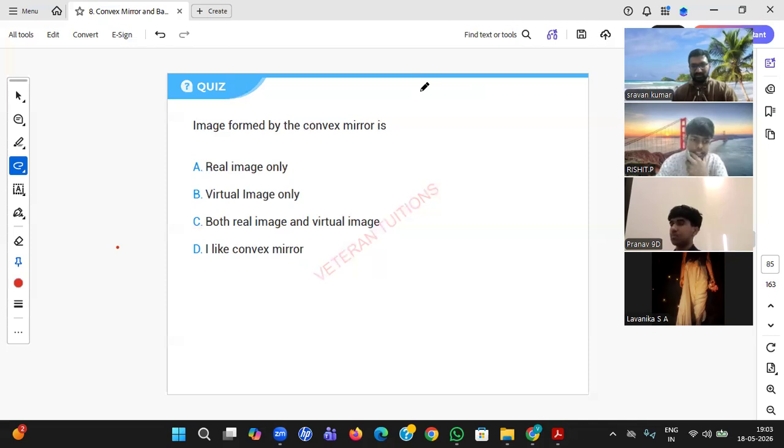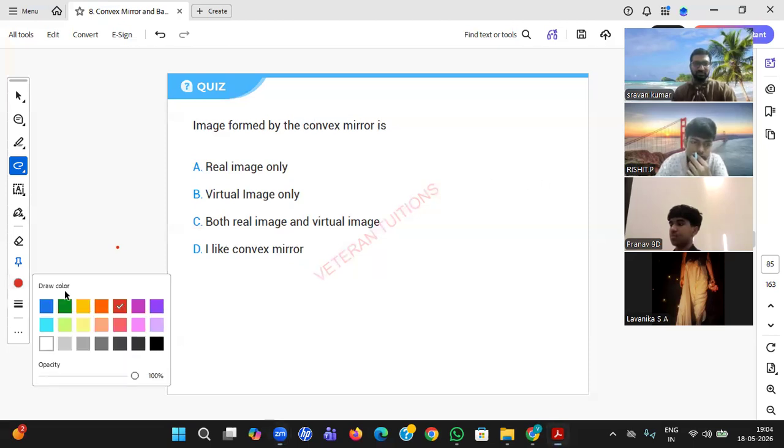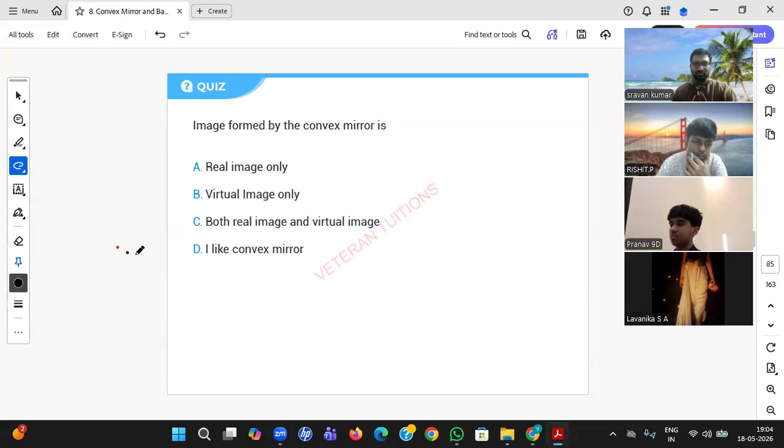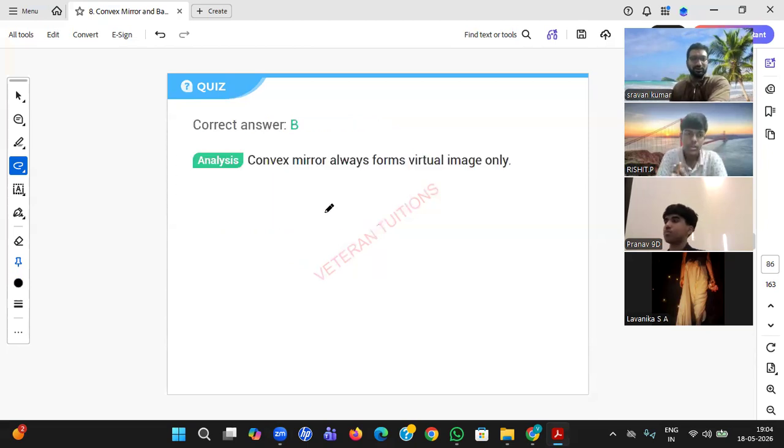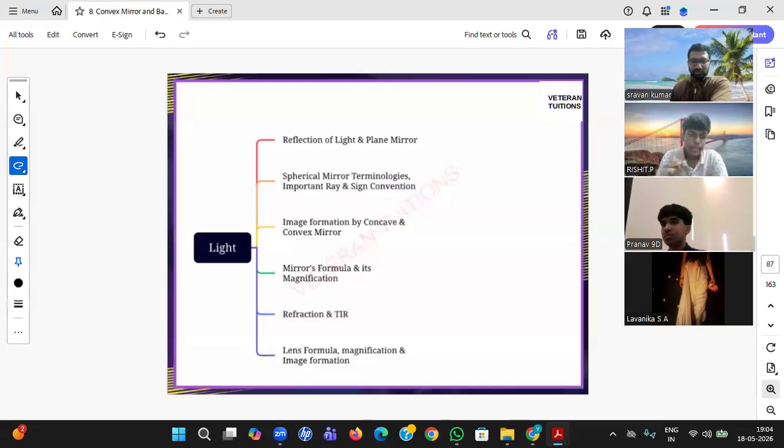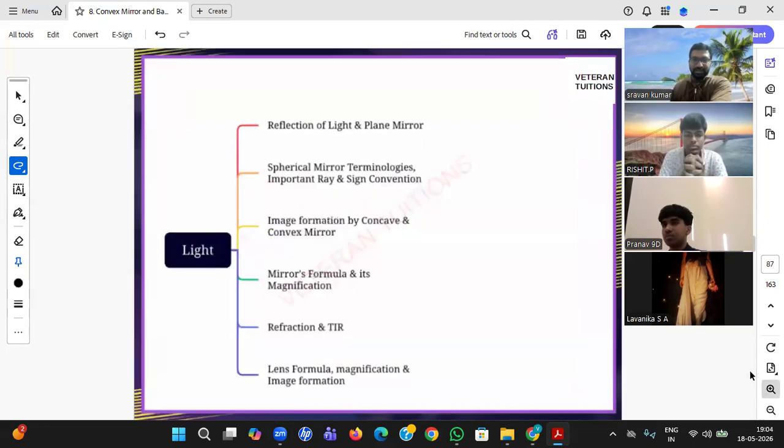Sir, I sent the answer. You gave the answer. You have not given. So which is the right answer, Rishit? Sir, is it virtual image? It is. Okay, it is virtual. In both the cases we are able to see that the image is erect only, beta. Erect means virtual.